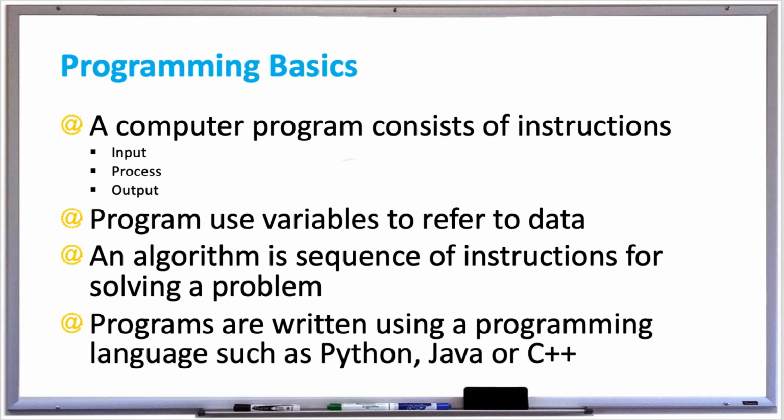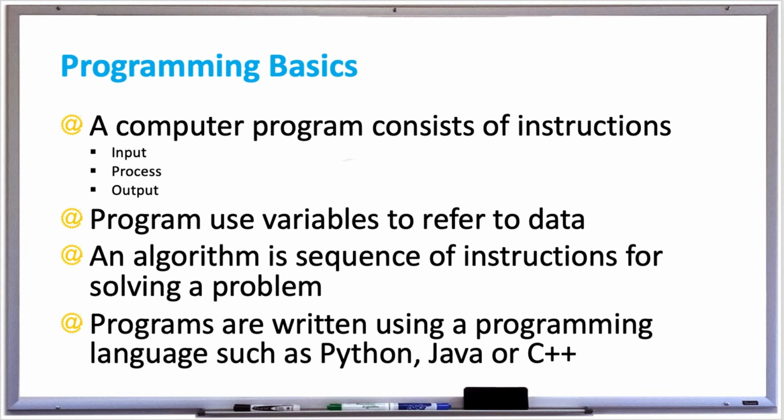Programs use variables to refer to data, and a variable is pretty much like a container that holds the value of some data. Like a person's name will be stored in a variable called name, or a variable called age could be used to store a person's age.